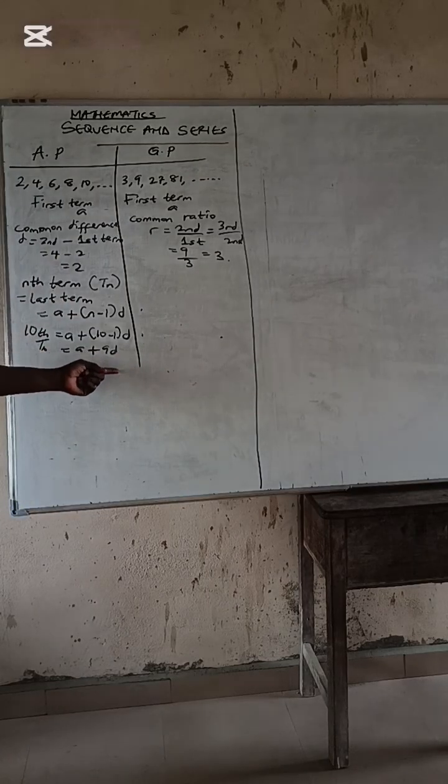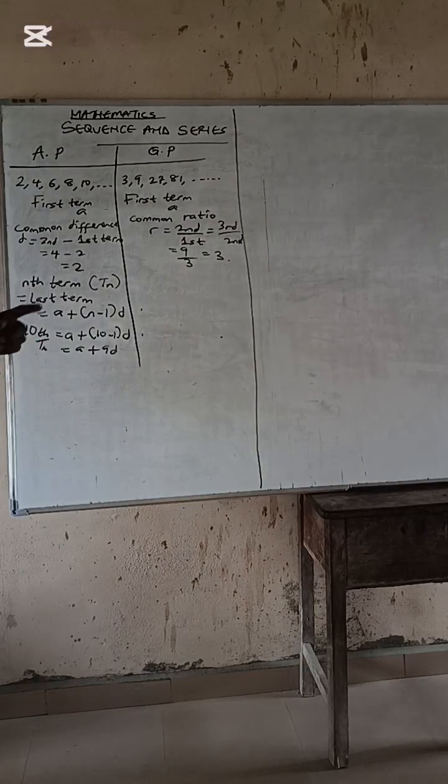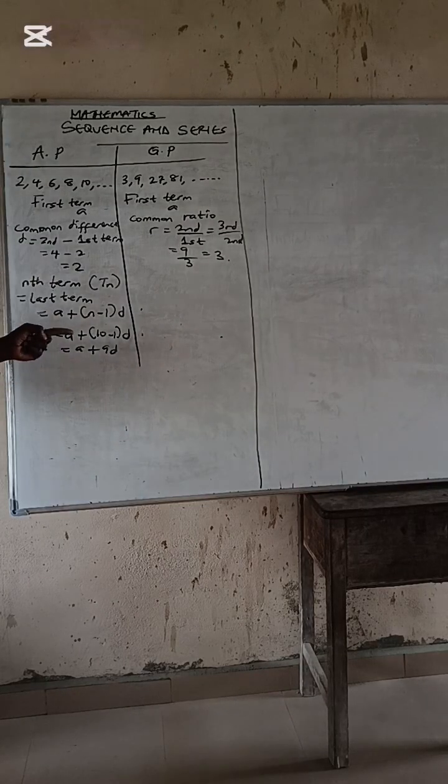If I'm to ask you now, what is the 5th term? The 5th term is going to be a plus 4d, because it's going to be a plus open bracket 5 minus 1 close bracket d.